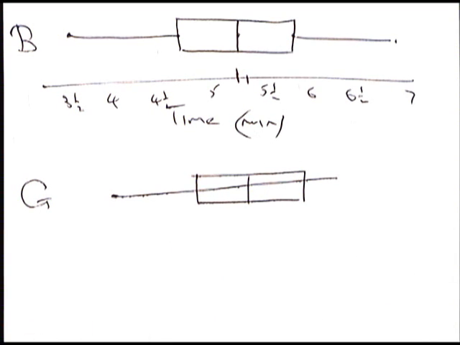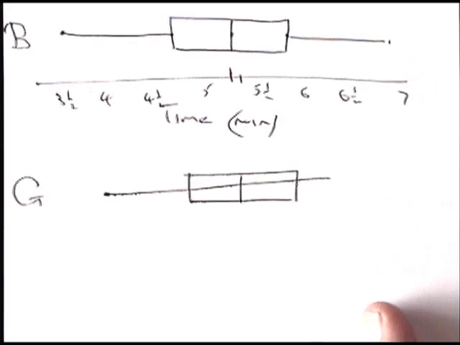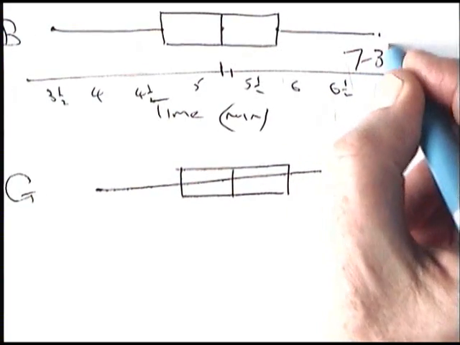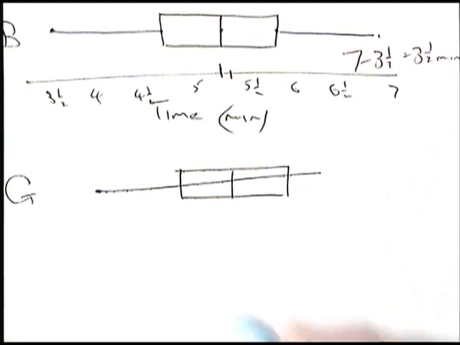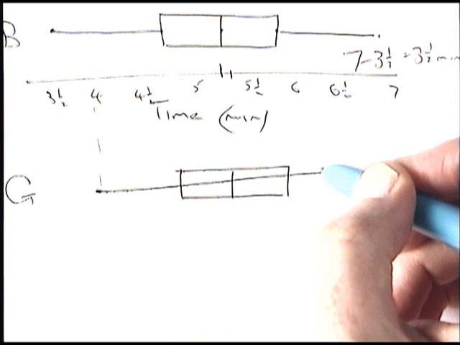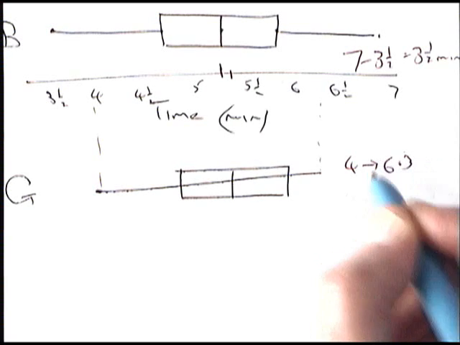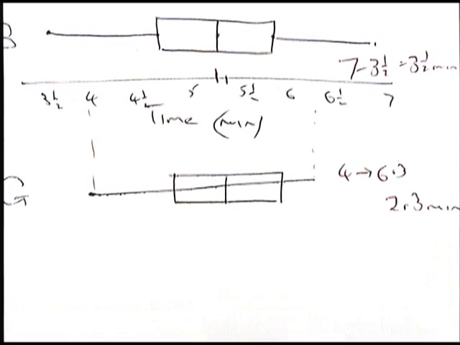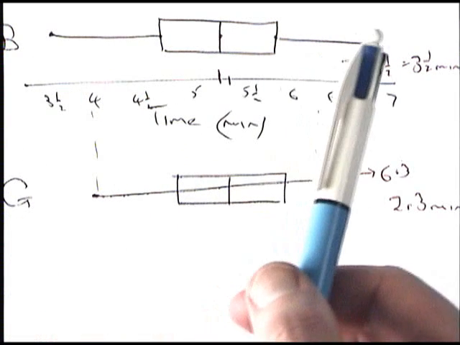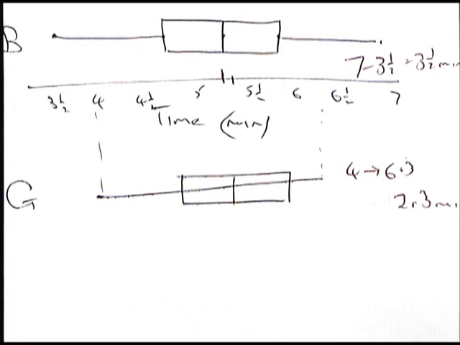What about the spread of the data? Well, the range for the boys was from 3.5 up to 7. So if I wanted to work out the range for the boys, I'll do 7 take away 3.5, and that's 3.5 minutes. That's the range for the boys. The girls, their smallest is 4, their biggest is maybe 6.3, 4 up to 6.3. So they have a range of 2.3 minutes. So that means the girls' times were closer together. They didn't have the extremely quick person, and they also didn't have the extremely slow person that the boys' group had.